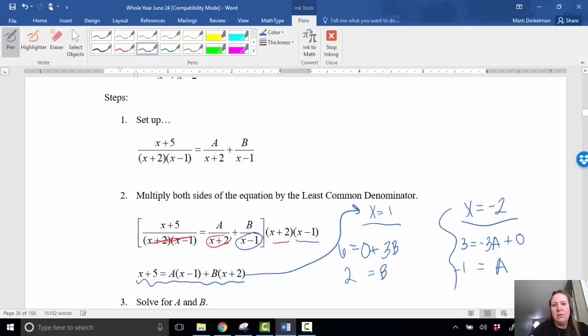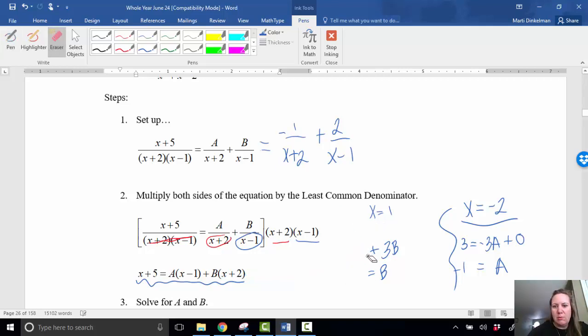So what I would want to do is come up here and say, all right, now I know it's -1 over x plus 2 plus 2 over x minus 1. Okay, so that's really option 2, at least in my notes here. Again, very easy, very straightforward. Sometimes it doesn't work exactly like that. So I'm going to show you one more option so that you know how to do both of those.